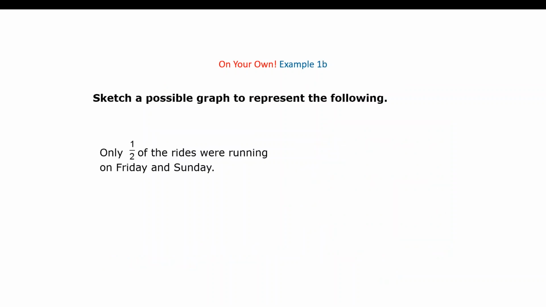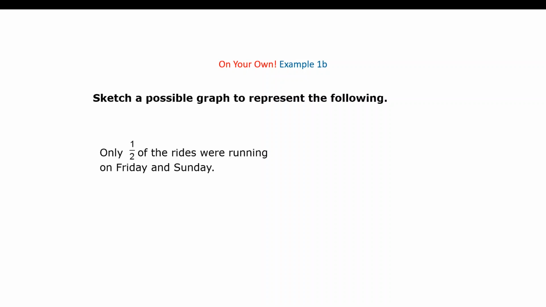All right, here's another one for you to try on your own. Sketch a possible graph to represent the following. Only half of the rides were running on Friday and Saturday. So go ahead and turn your video off again and see if you can draw a possible graph of what that might look like.